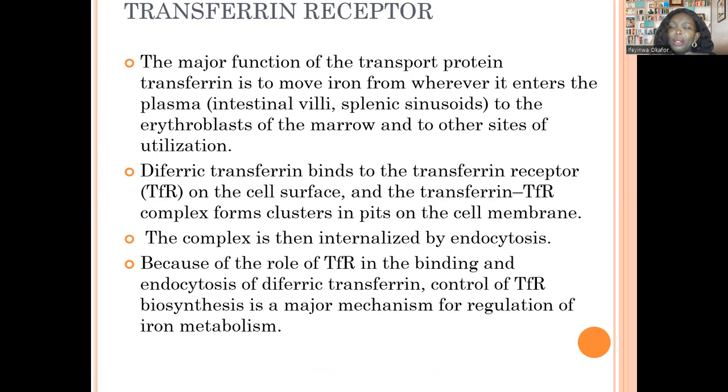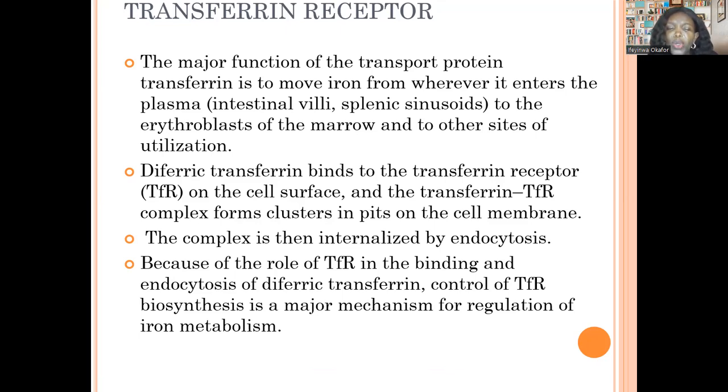Now, in our previous lecture, we talked about the relationship between transferrin and transferrin receptor. And we said that the only work of transferrin is to transport iron in plasma and take it to the point where iron is being utilized. But transferrin cannot take iron within the cell. Therefore, transferrin needs to bind with transferrin receptors that are found on the surface of the cells that need iron, and help to internalize this iron within the cell so that iron can be utilized.